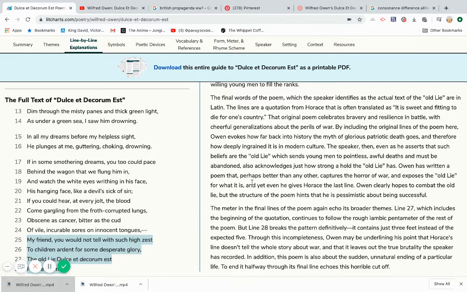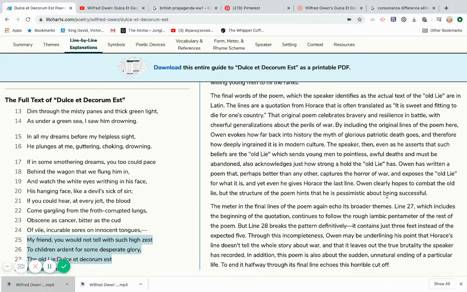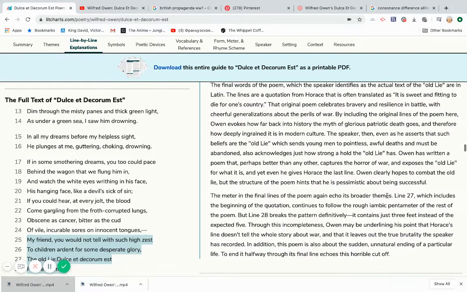Owen has written a poem that, perhaps better than any other, captures the horror of war and exposes the old lie for what it is. And yet, even he gives Horace the last line. Owen clearly hopes to combat the old lie, but the structure of the poem hints that he is pessimistic about its being successful. The meter in the final lines of the poem again echo its broader themes. Line 27, which includes the beginning of the quotation, continues to follow the rough iambic pentameter of the rest of the poem. But line 28 breaks the pattern definitively.